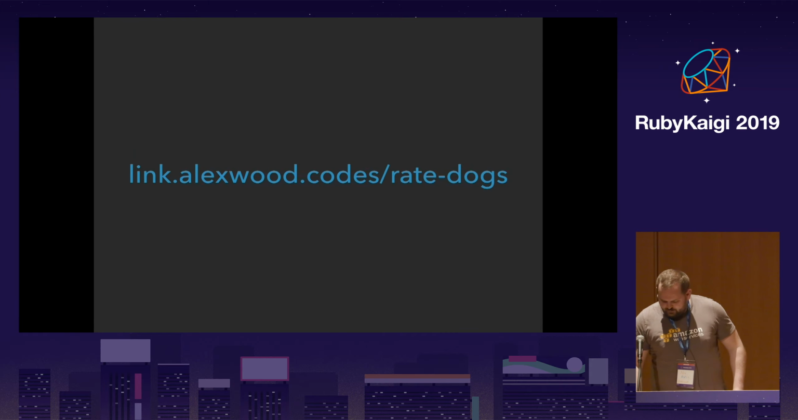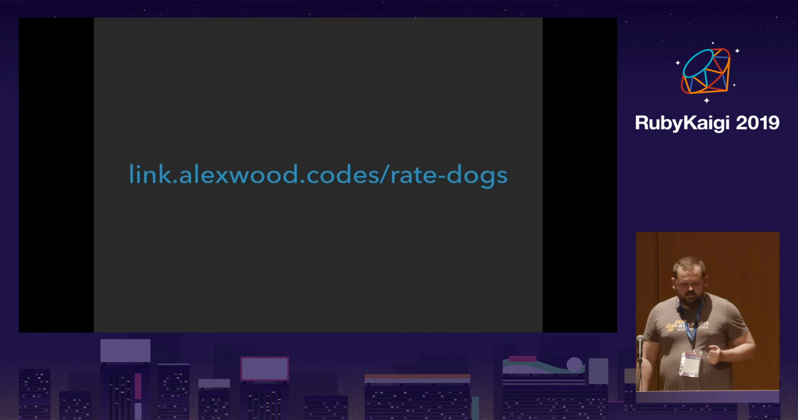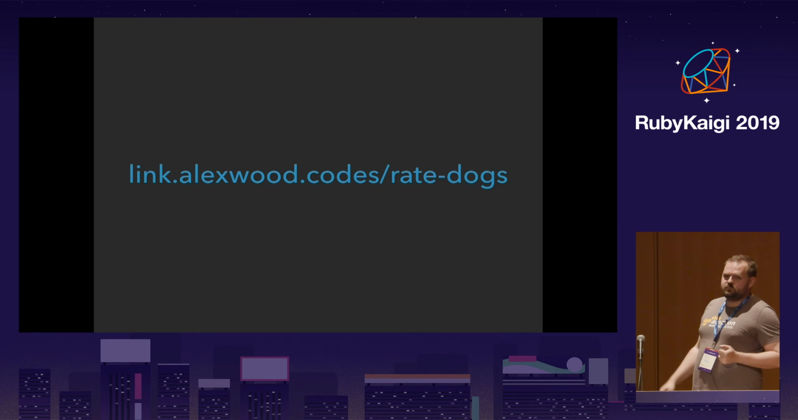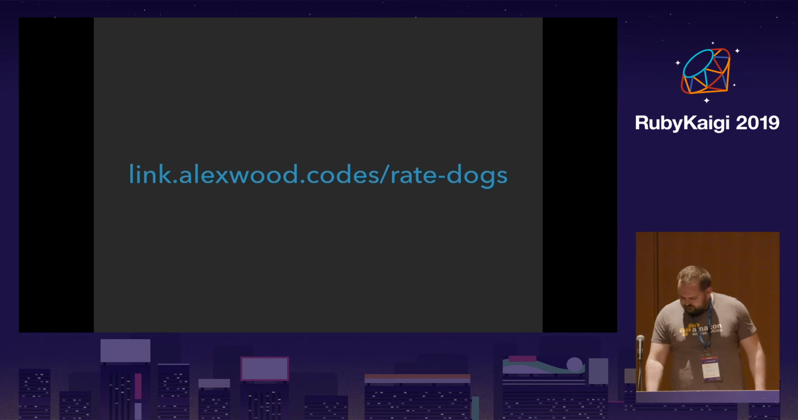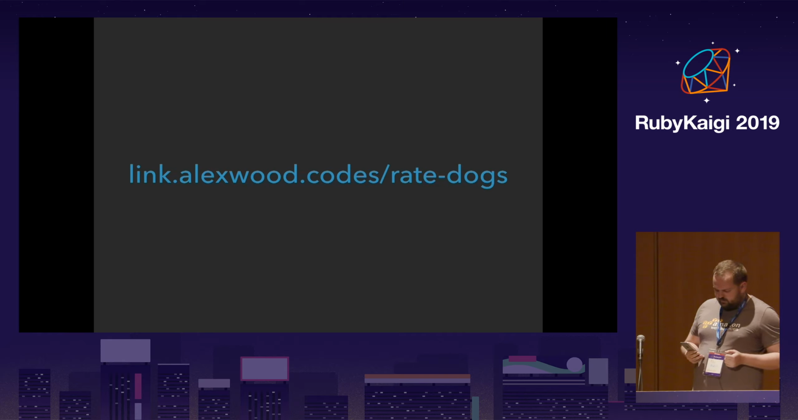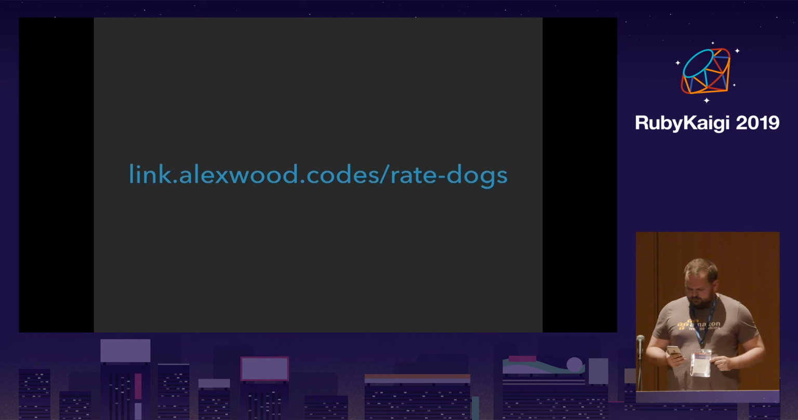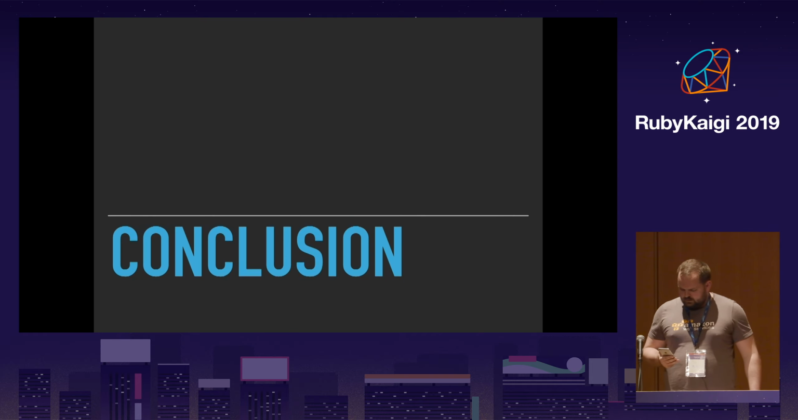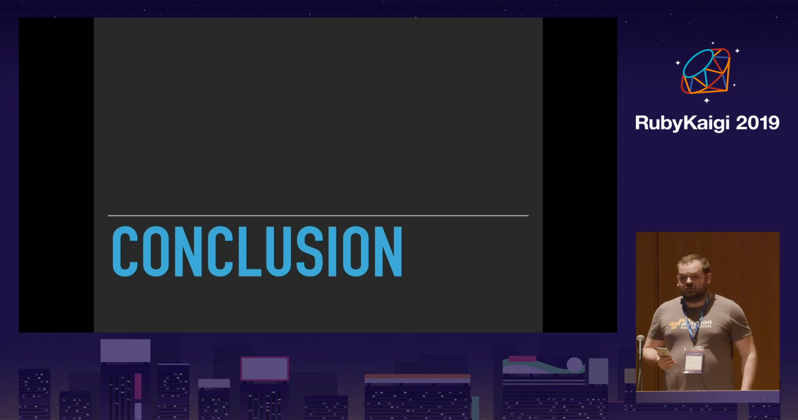So while I wrap up, I encourage you all to try this for yourself. You can go to link.alexwood.codes, rate dogs, and start rating dogs for yourself. I'll leave this up for just a second before we wrap it up. I will say for those watching this on video, I will not guarantee that this website is still going to be up by the time you watch it. But for everyone who's here trying it out, this also works on mobile.